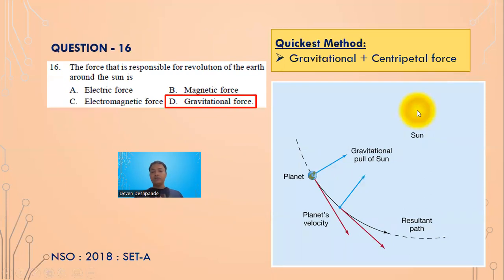But what keeps it from falling in is the centripetal force, because the earth is also moving in this sideways direction. It is falling this way and also moving sideways. The combination of these two makes the earth move along a rotational path. So the resultant path is neither this nor this, but a combination of the two, which is a rotational path around the sun. So the resultant path is an orbit around the sun.